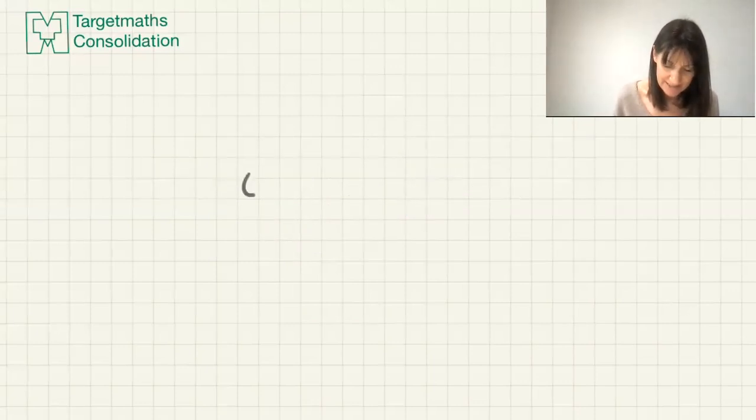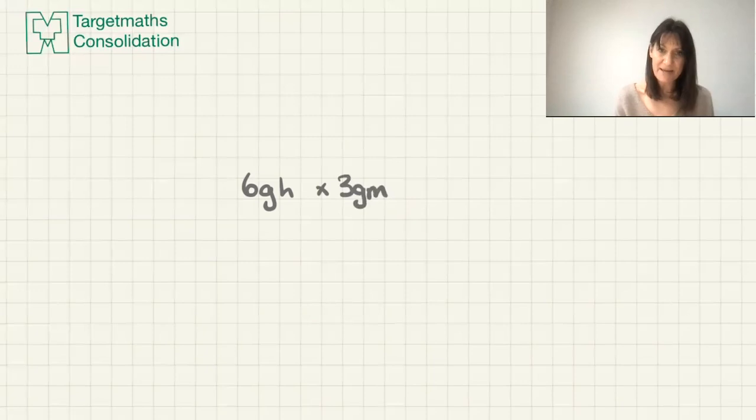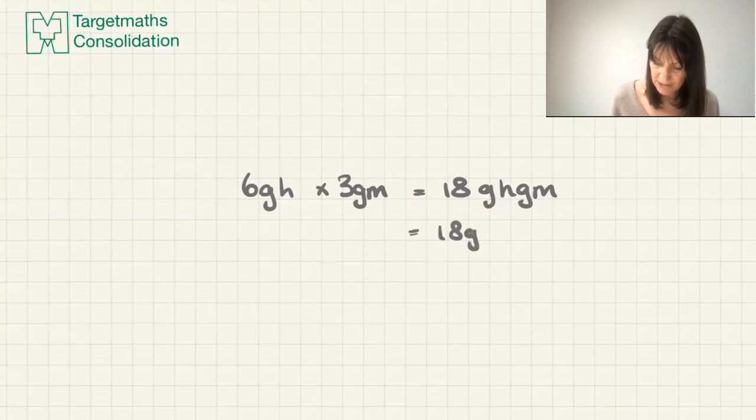Next one is 6gh times 3gm. Simplify that expression. Okay. So we've got 6 times 3 is 18. We've then got g, h, g, m. Well, I can see I've got the 2 g's, even though they're not side by side. So I've got 18g squared, and then I've got my h and my m. Just everything all squashed up would be the right thing to do there.